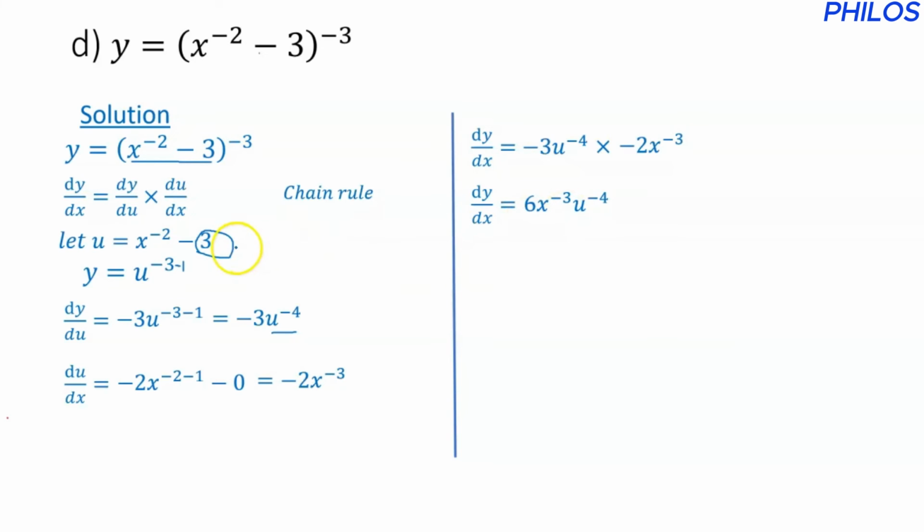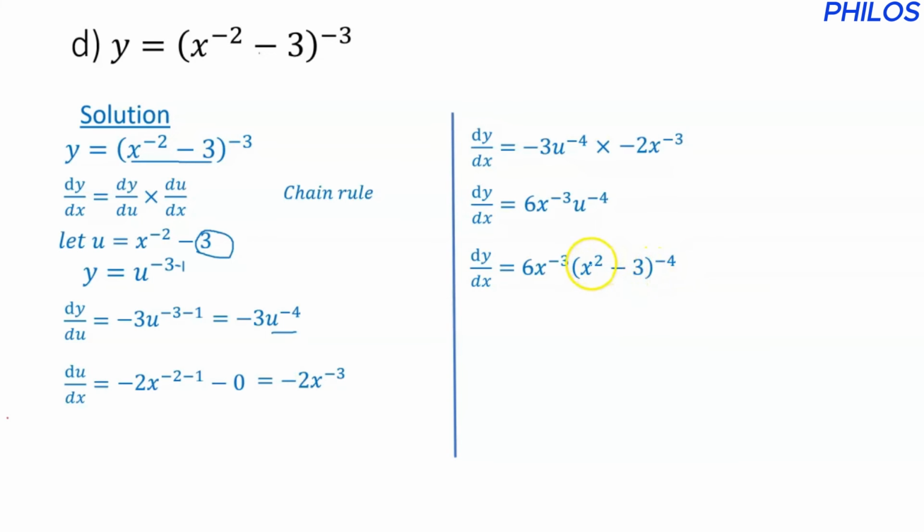And in the beginning, we made u equal to x exponent negative 2 minus 3, so we can replace it back this time after getting dy over dx. So dy over dx will be equal to, so let's substitute x exponent negative 2 minus 3 in place of u. So that will make it what? 6x exponent negative 3, then into bracket x squared minus 3 all exponent negative 1.